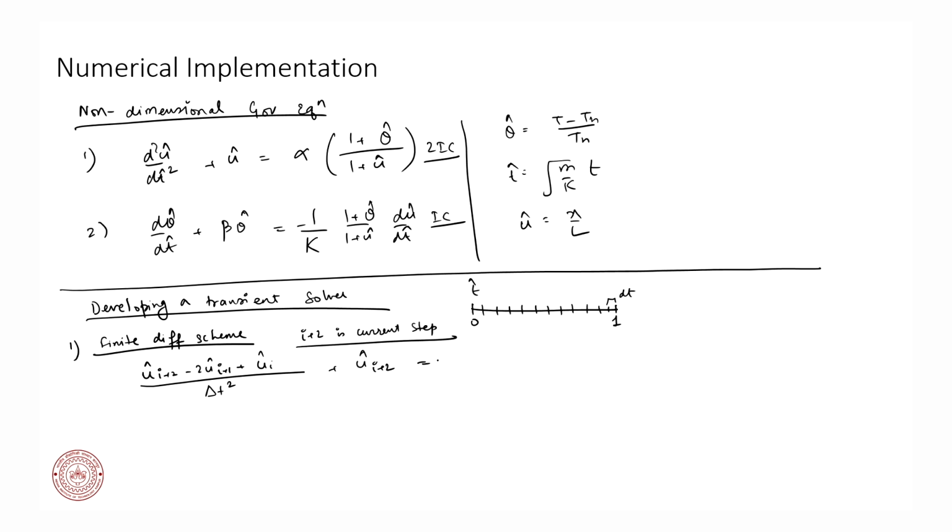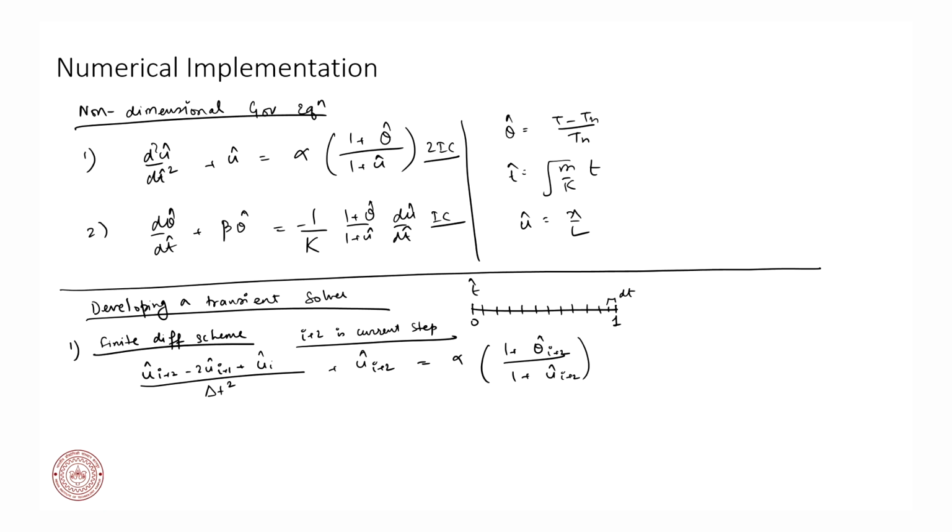This is equal to alpha of 1 plus theta hat of the given time step i plus 2 by 1 plus u hat of i plus 2. This we are trying to solve. Now, there are some approximations which we can make to simplify this down.